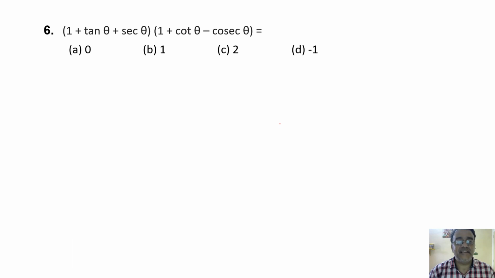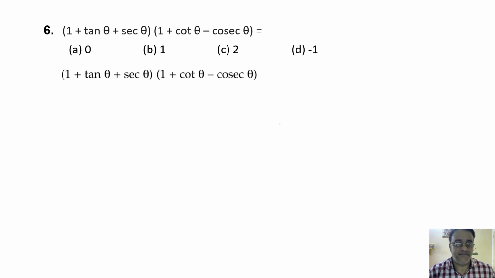So let us start the 6th question. 1 plus tan theta plus sec theta into 1 plus cot theta minus cosec theta is equals to dash. Now here also we are going to change all the terms in sine and cos. So how will you write tan theta? Sin theta upon cos theta. Very good. Sin theta upon cos theta.